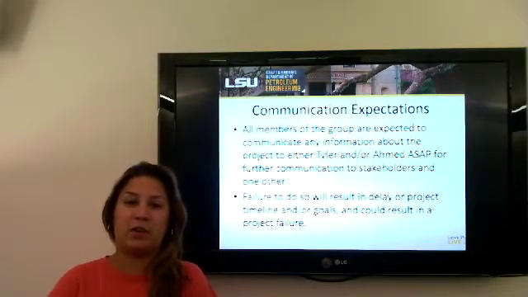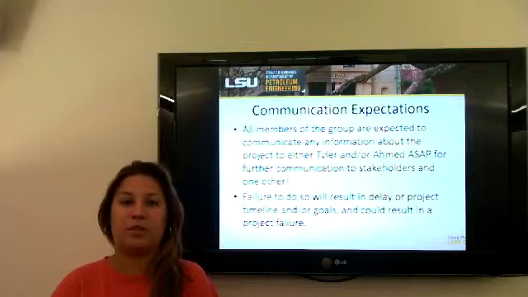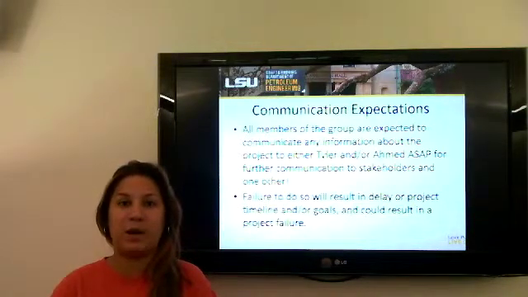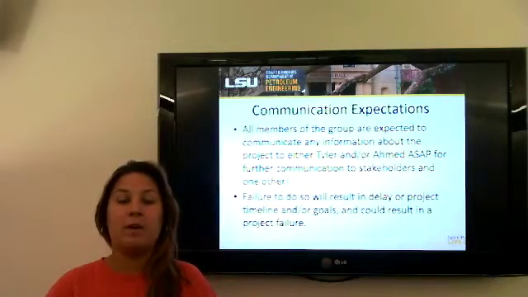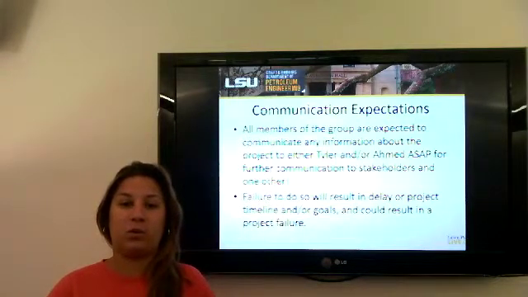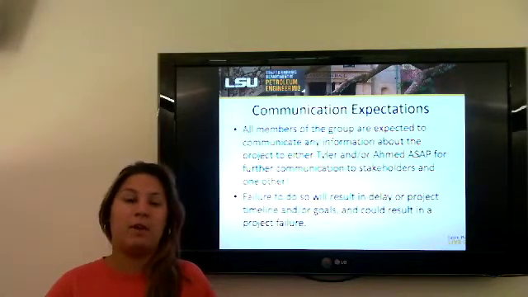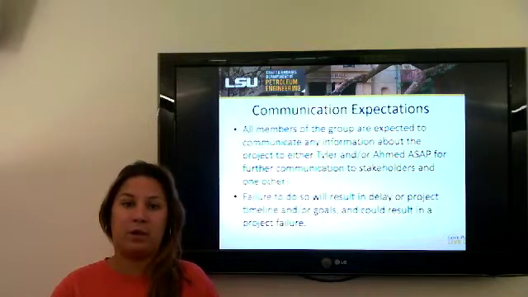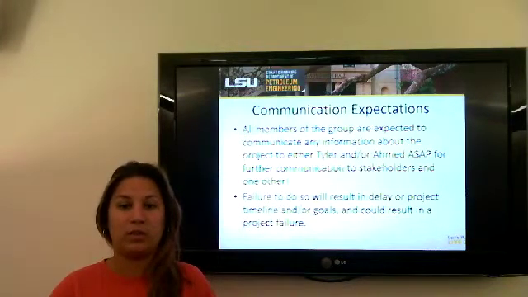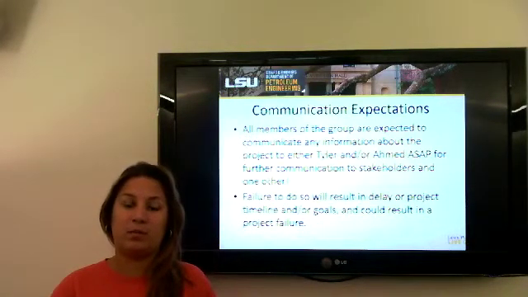Some expectations for our communication: all members of the group are expected to communicate any information about the project to Ahmed and Tyler so that they can further send that information to our stakeholders as well as to one another. Failure to do so could result in the delay of our project, our timeline, and our goals, and could ultimately result in project failure.